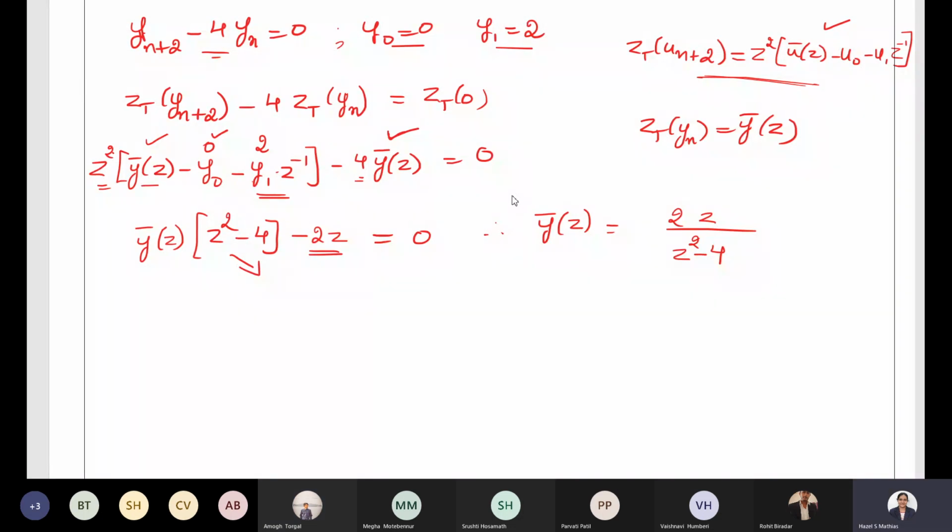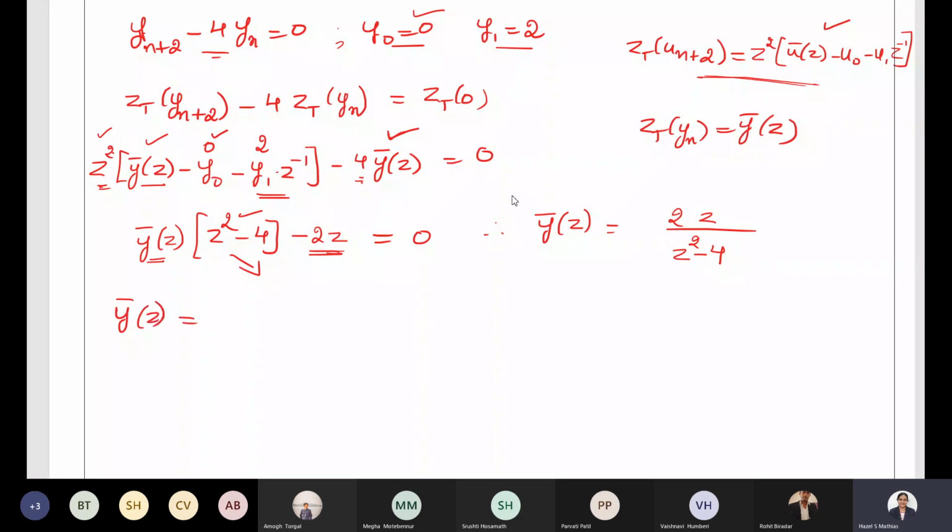We first combine the coefficient of y bar of z, and you get z squared minus 4. Then y0 is 0, given in the question, and y1 is 2, so 2 z power minus 1 into z power 2. So it is 2z here. So what is y bar of z? 2z divided by z squared minus 4. Done. Next we shall apply the method of partial fractions.